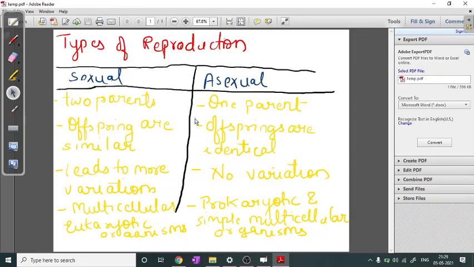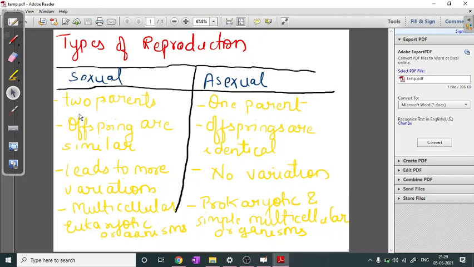Here is a difference between the two types of reproduction, sexual reproduction and asexual reproduction. The first point we already discussed: every organism which reproduces sexually requires two parents, one male, another female, whereas in asexual reproduction, one single organism can give rise to two daughter cells.